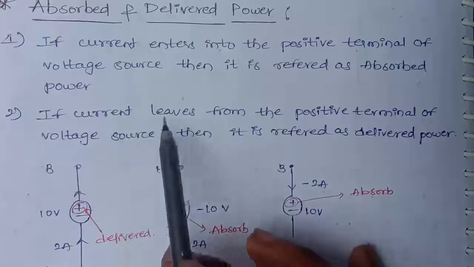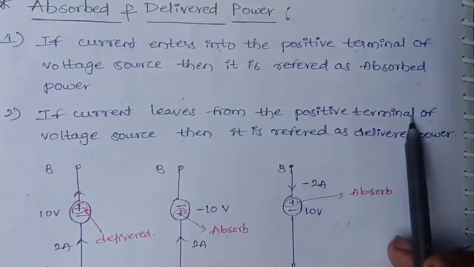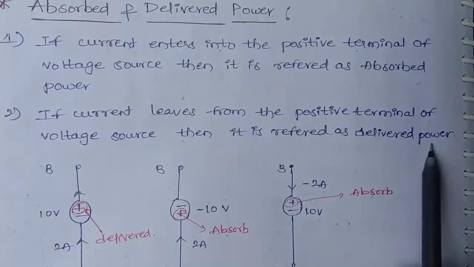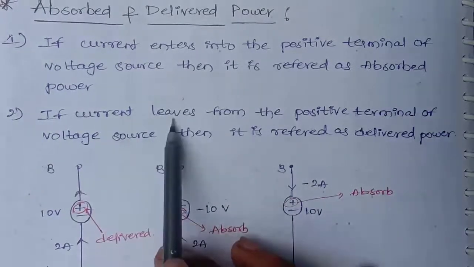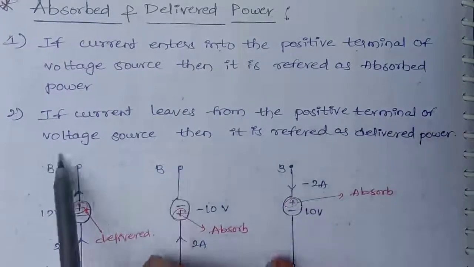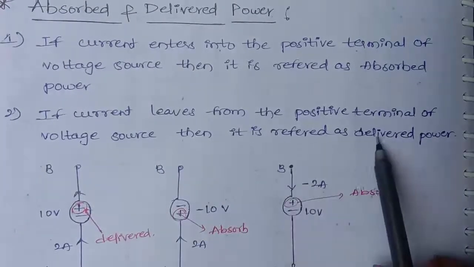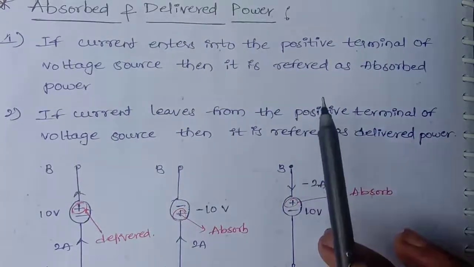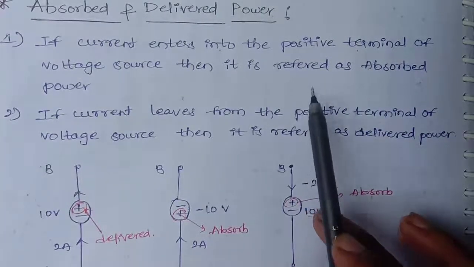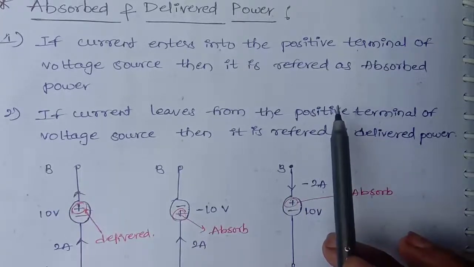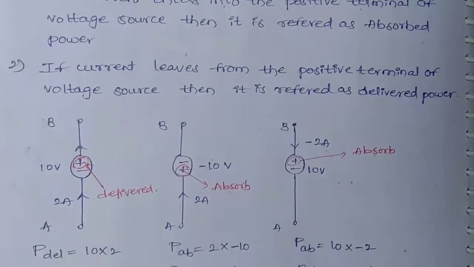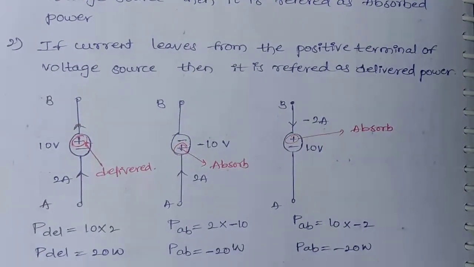If current leaves from the positive terminal of voltage source, then it is referred as deliver power. Okay, these 2 points are also valid for the current source. Now look at some more examples to understand this positive and negative absorb power and positive and negative deliver power.